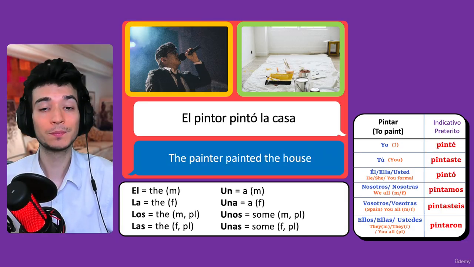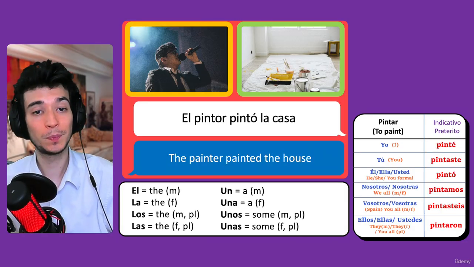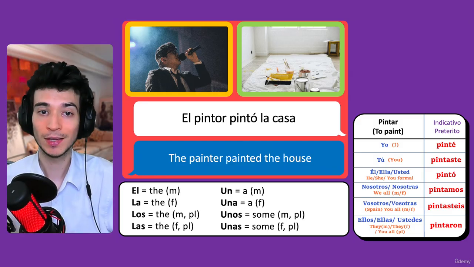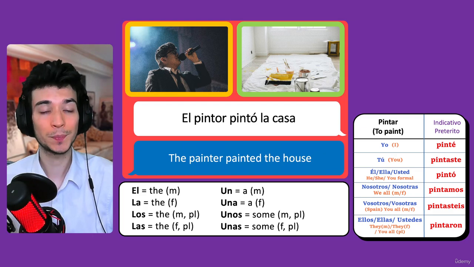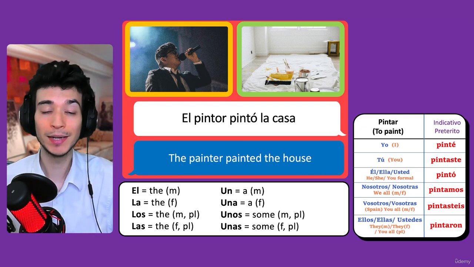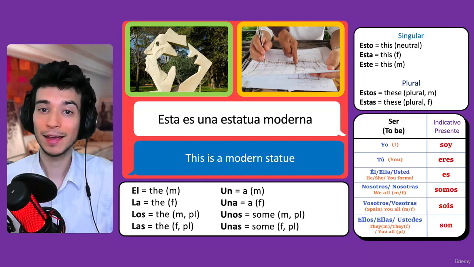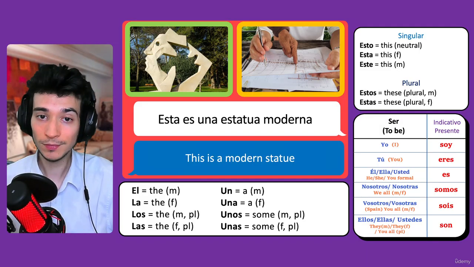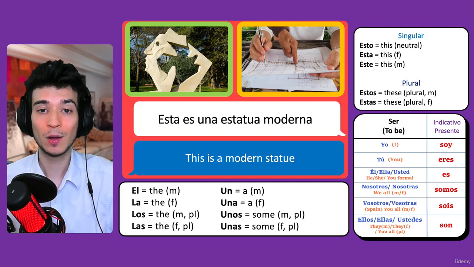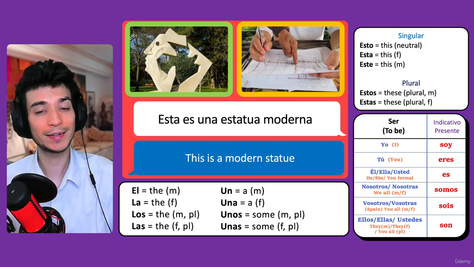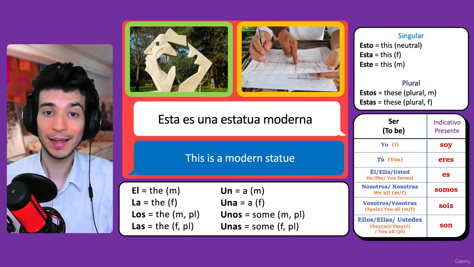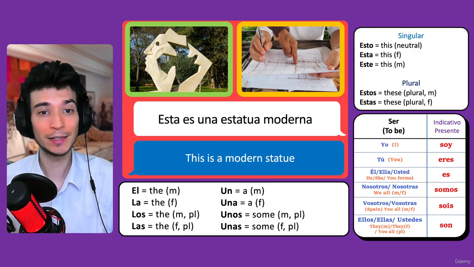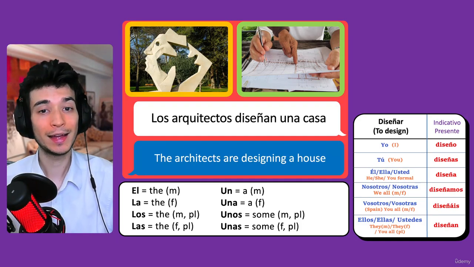And another example. El pintor pintó la casa. The painter painted the house. El pintor pintó la casa. And another example. Esta es una estatua moderna. This is a modern statue. Estatua moderna, modern statue.